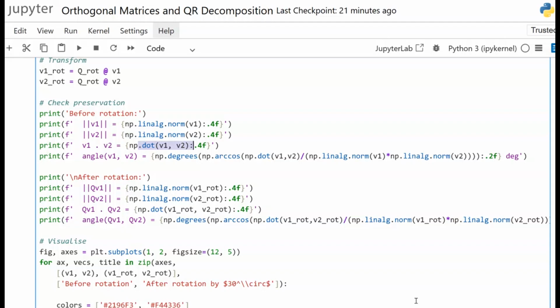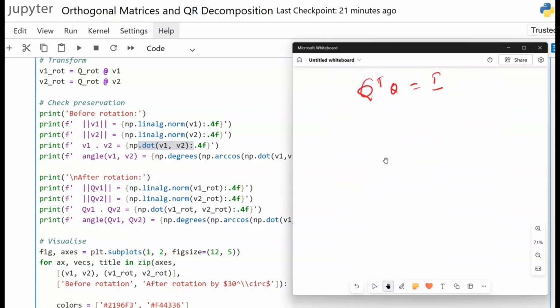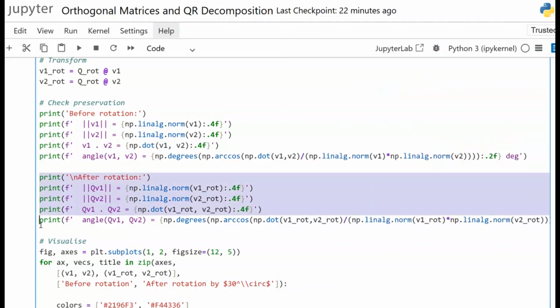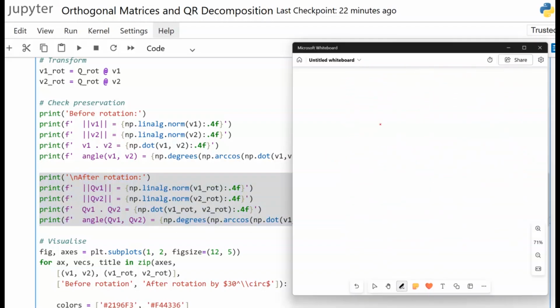And when the angle is computed, kindly observe, it is computed via theta, which is cos inverse of V1 dot V2 divided by norm V1 times norm V2. And dear friends, the same quantities are computed after rotation, that is, for QV1 and QV2. And here we have the key property being verified.